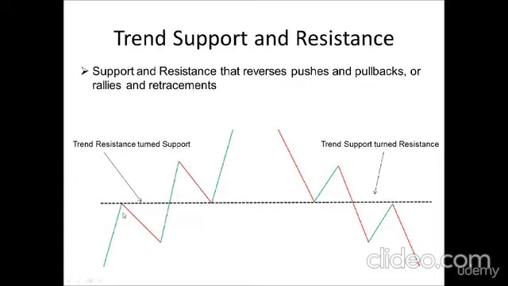When price pushes, at some point it's going to retrace, and this area where price reverses creates resistance. Price pulls back and once again reverses from a pullback to a push, or a retracement to a rally, and this acts as resistance. Price then pushes and pulls back, another resistance.